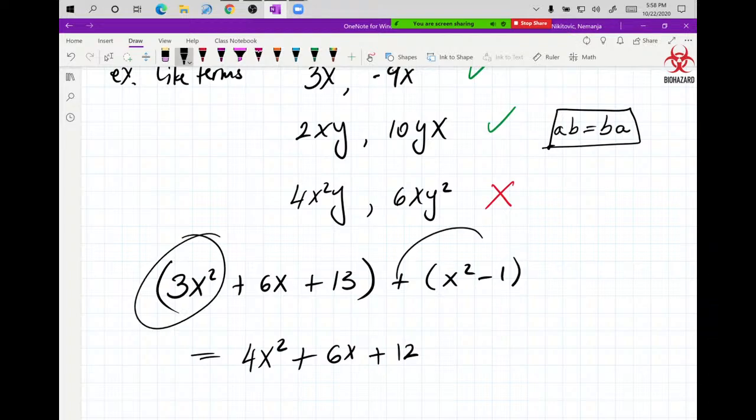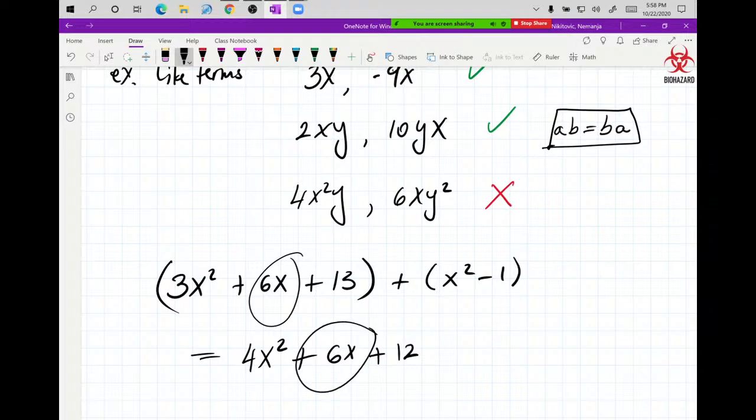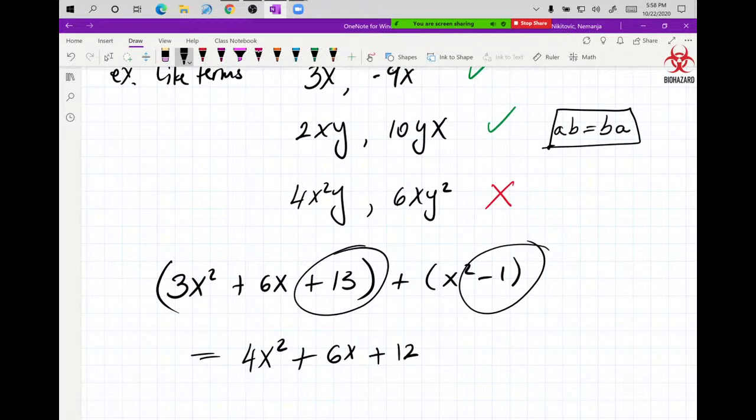So x squared goes with x squared, produces x squared. That's it. Single x did not have anything to add with, so we just copied it as is. And finally, number 13 minus 1 is 12. And that's when you have addition in between.